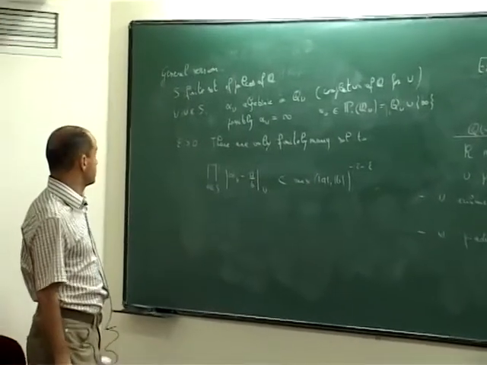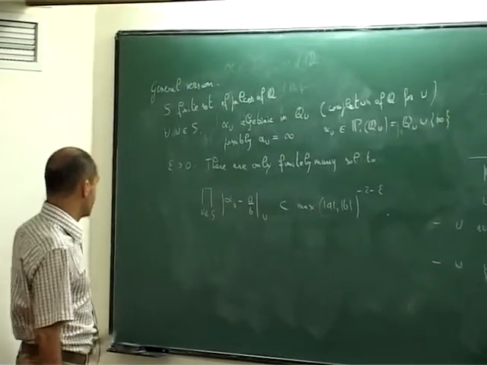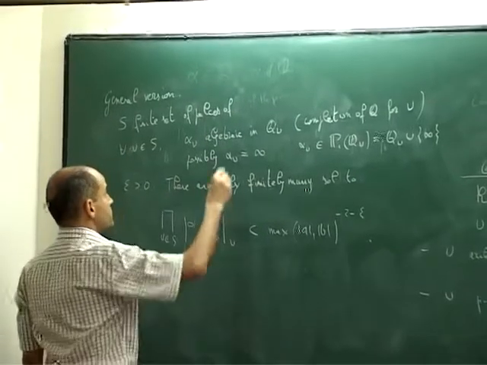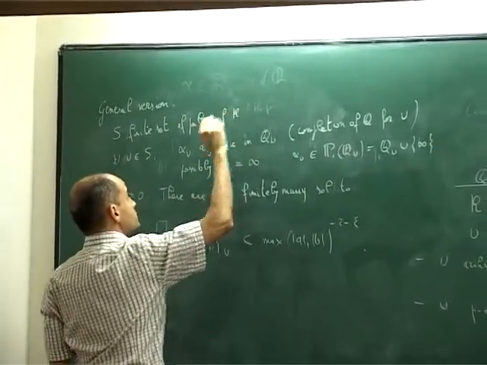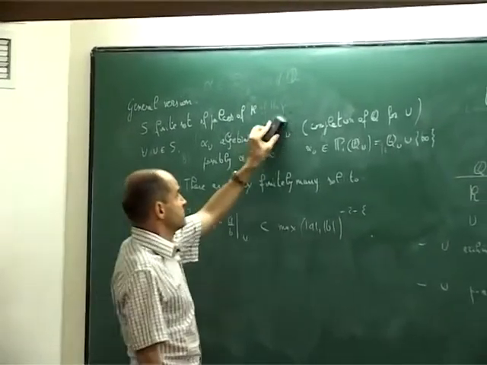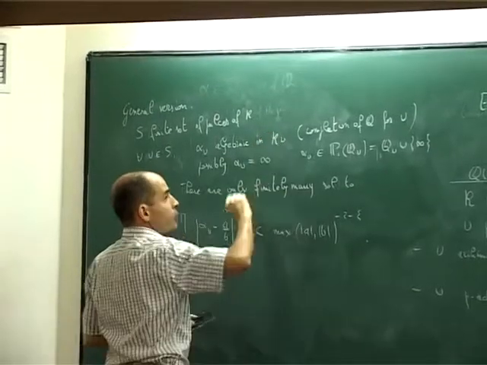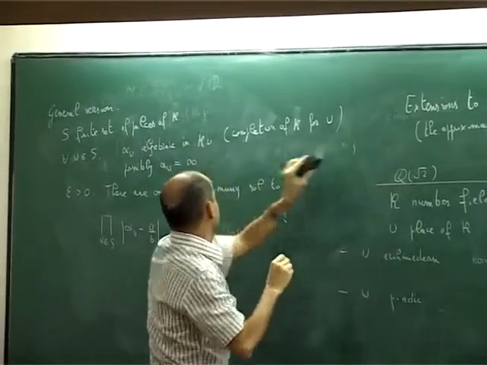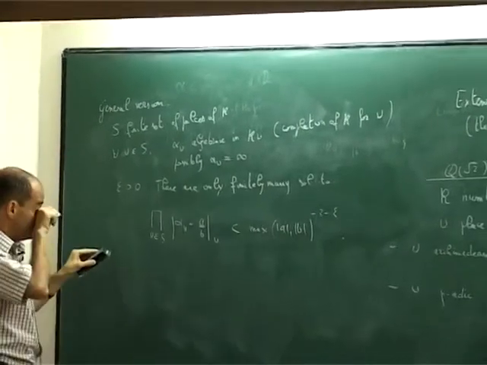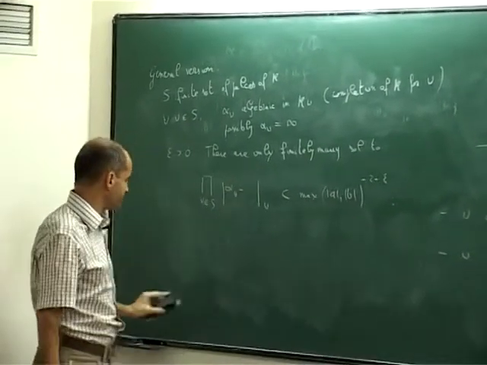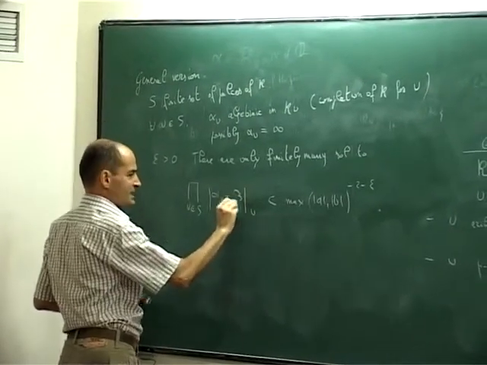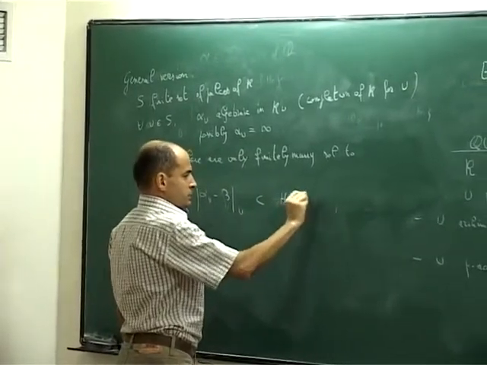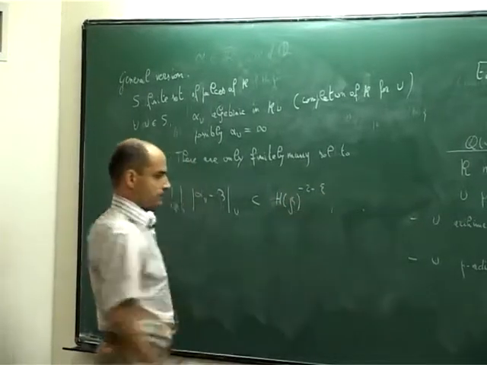Now I can give the really general version. Just erase and modify. So S is a finite set of places of K, and for every place I take a point. Again, there are only finitely many solutions to this inequality, less than the height of beta to the minus 2 minus epsilon. Voila.